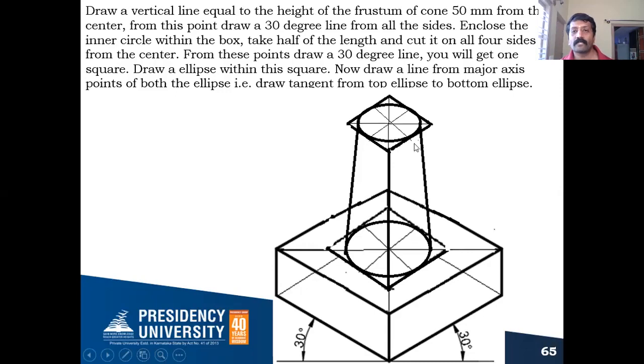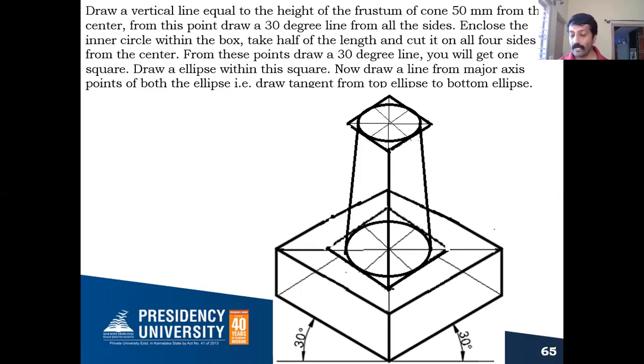After drawing this 30-degree line, from your top view, you enclose your inner circle, that is 25 millimeter diameter circle, also within a square box. So the length of the box, it's a square, it is 25 millimeter, right? So half of that means 12.5.